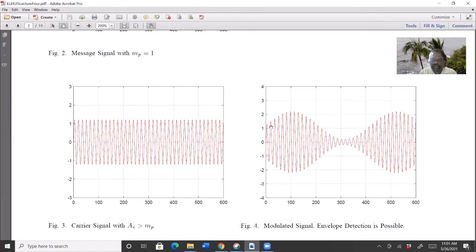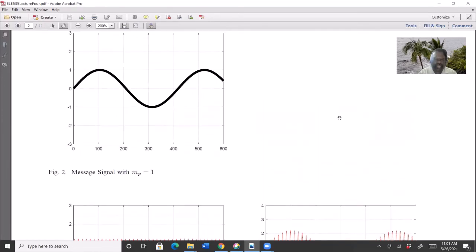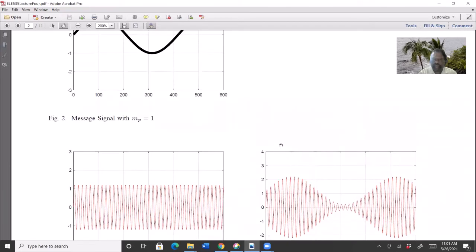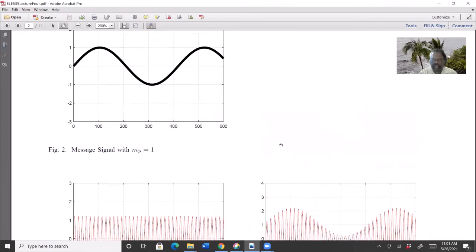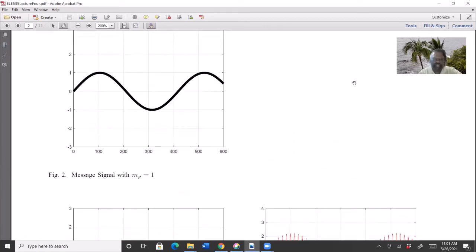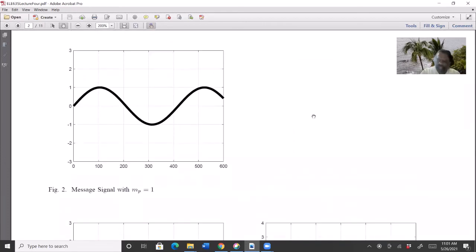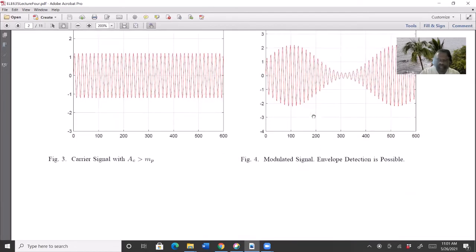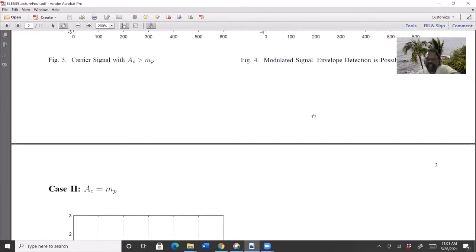So envelope detection is going to track this curve, and that is exactly like the waveform you see there, the black curve. So no problem. So let's see the curve. So in this case, envelope detection is possible. See, it is in the diagram, envelope detection is possible.